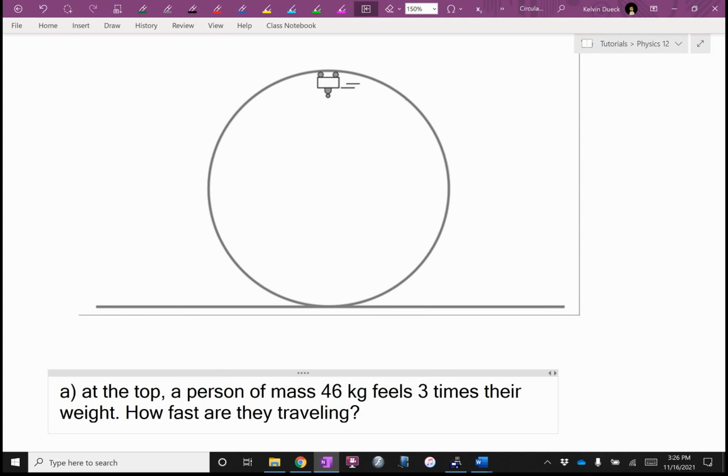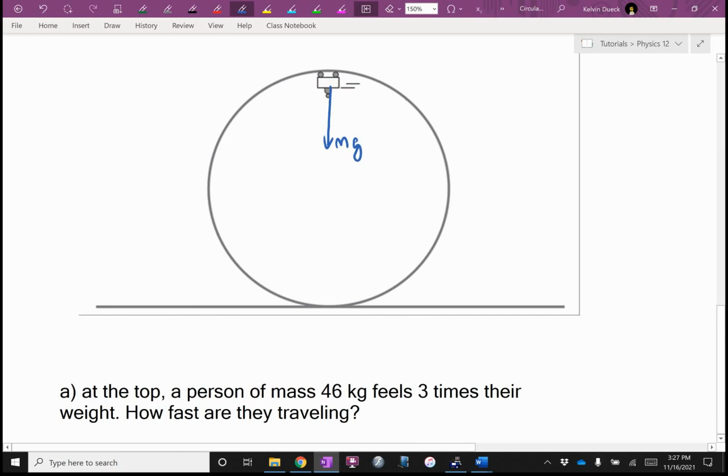Free body diagram. What are the forces acting on this person at the top? Get the obvious one. What else? Which way? Whichever way the head is pointing, which in this case is downwards. What about for the Ferris wheel? For a Ferris wheel, your head is pointing up and the normal force will be pointing up. And we'll look at one like that in just a second too. But for now, I would have this.